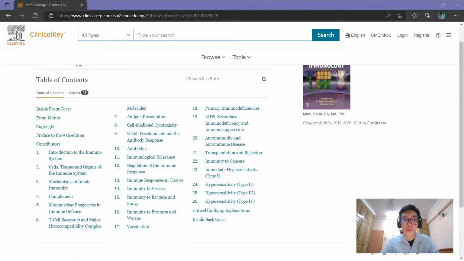In this book, there are 26 topics in total, ranging from the introduction to the immune system to the complement system, T cell receptors, B cells, antibodies, immunological tolerance, immunity, primary immunodeficiencies, to hypersensitivity. So this book is quite in depth and covers a lot of topics.